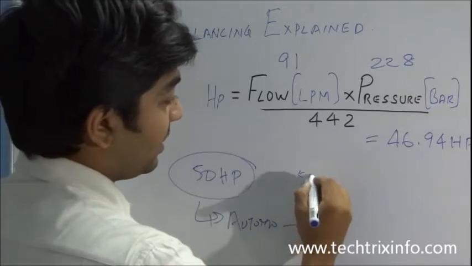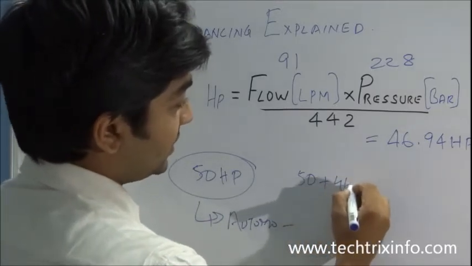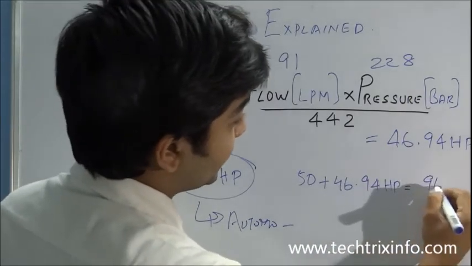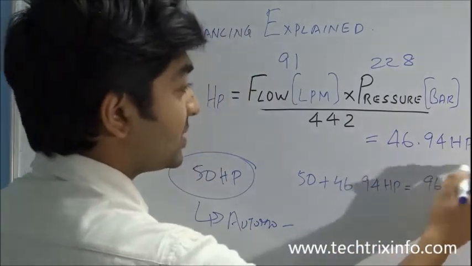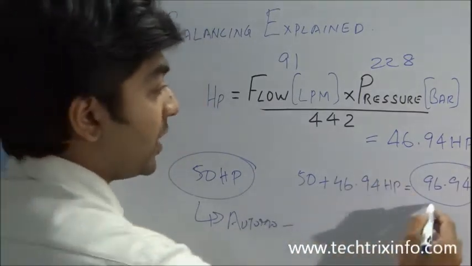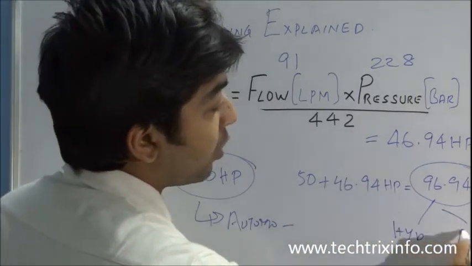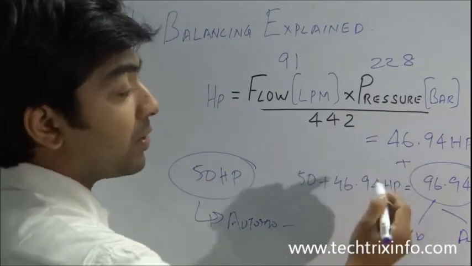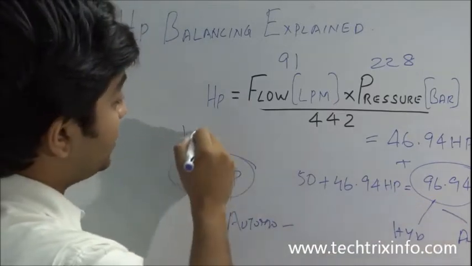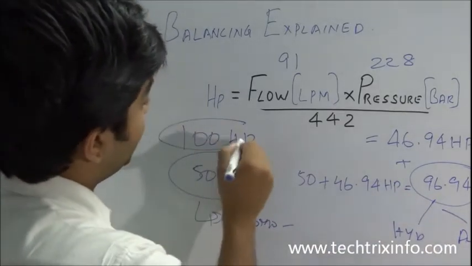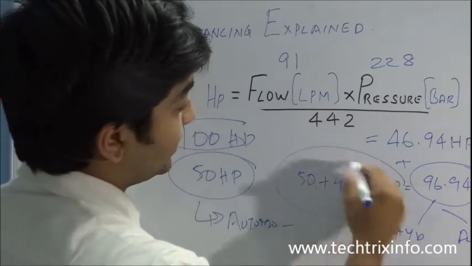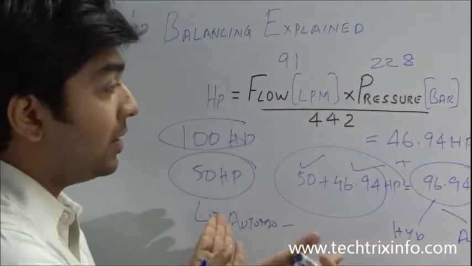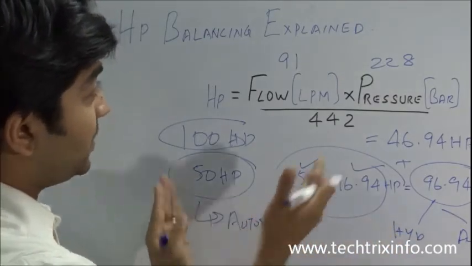So 46.94 HP is for the hydraulic system, and for the automobile system it is 50 HP. Totally it's coming to 50 plus 46.94 HP, so it is 96.94 HP. This is the total amount of HP for running both the hydraulic and the automobile system. So we need an engine with more power or the same power as that. We can take an engine of 100 HP so that both the systems can work at the same time or simultaneously. This is how the hydraulic HP has been calculated and the automobile HP has been balanced with it.